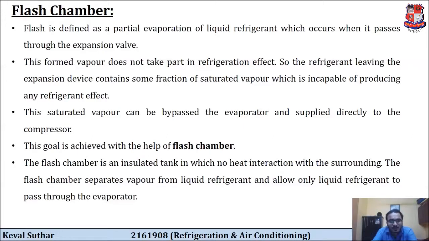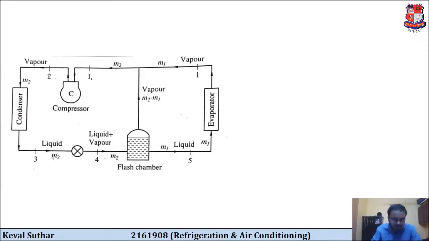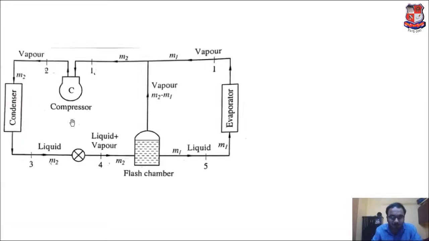The flash chamber is an insulated tank with no heat interaction with the surroundings. The flash chamber separates the vapor from the liquid refrigerant and allows only liquid refrigerant to pass through the evaporator. So this is going to be the arrangement of the flash chamber.